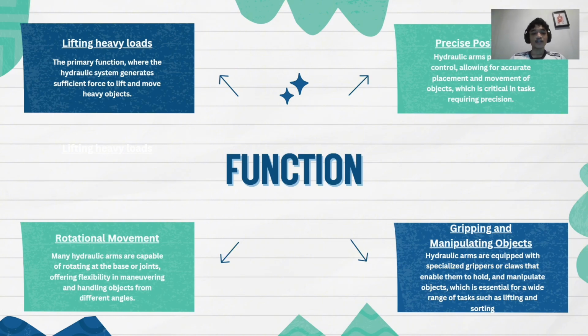The hydraulic arms are capable of rotating at the base or joints, which offers flexibility in maneuvering and handling objects from different angles. Of course, it also has precise positioning, where the arm will provide fine control, allowing for accurate placement and movement of objects. And last but not least, it grips and manipulates objects because it is specialized with grippers or claws that enable them to hold and manipulate objects, which is essential for a wide range of tasks.